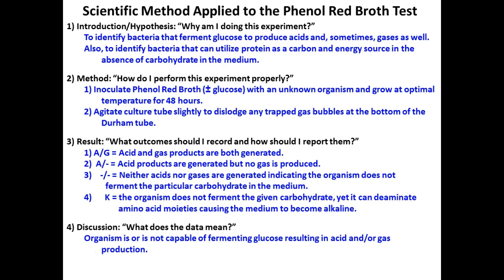So if we had yellow tubes, we knew it ate the sugar, it fermented the sugar, it produced acids which lowered the pH and turned it yellow. Right? And if they produced gas, the gas was trapped in the Durham tube. And so we know that it fermented the sugar. So these types of descriptions are what I expect you to write on your pages. Tell me specifically about your organism.